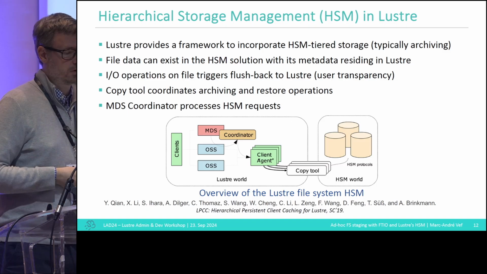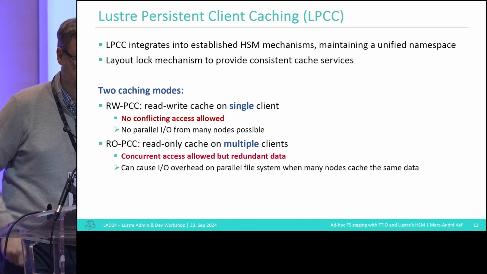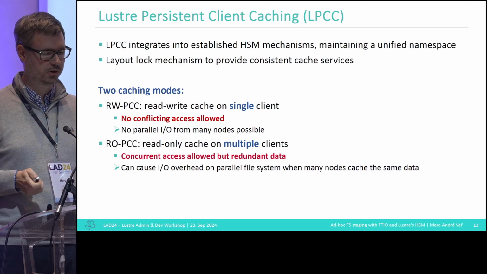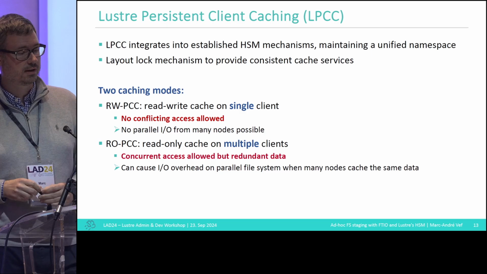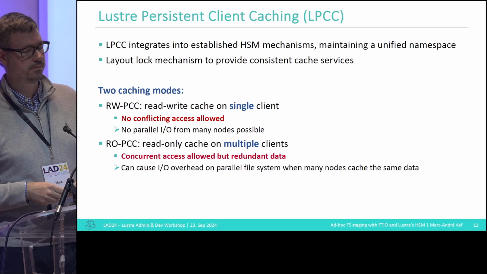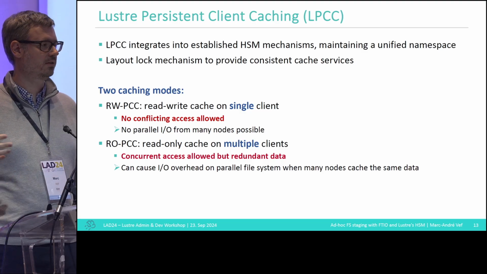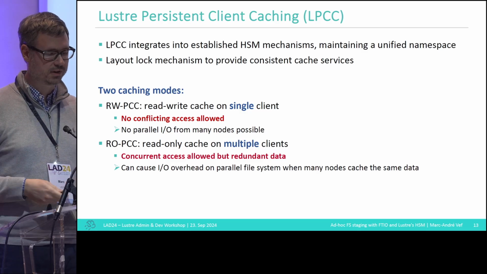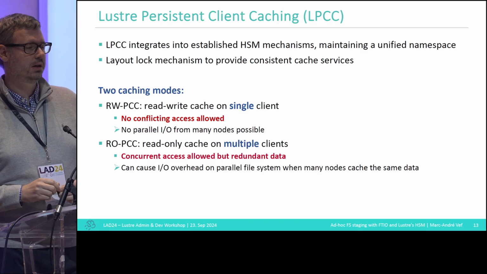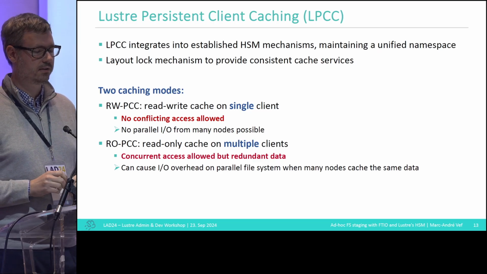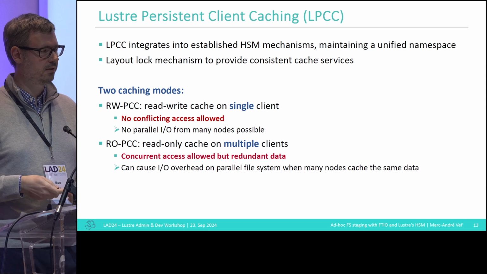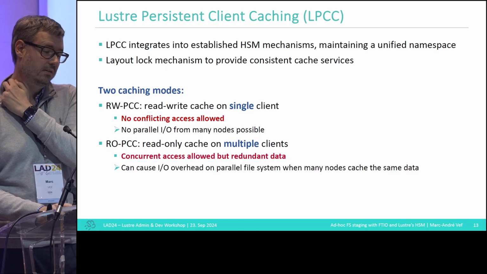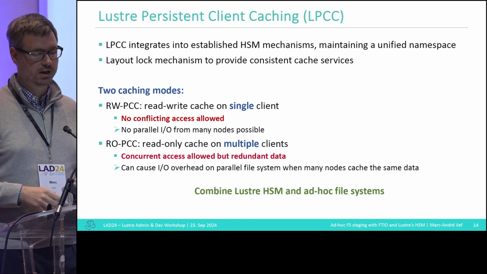You could use also node local storage, and this is what the persistent client cache is. So it's in a sense similar here, but it's not a distributed namespace like ad hoc storage systems have. We have two caching modes in Lustre PCC, which is read-write, but this is only for a single client. If two nodes are accessing the same file, this is not allowed, and then it's flushed back to Lustre, and then you have Lustre global performance again. And the other one is read-only. This works for multiple clients, but because it's not a global namespace, you would need to copy the data multiple times. And the idea here is to combine HSM with such an ad hoc storage system, so you don't have these drawbacks.